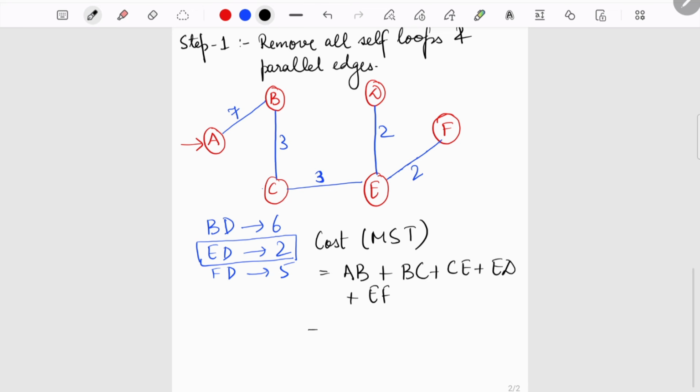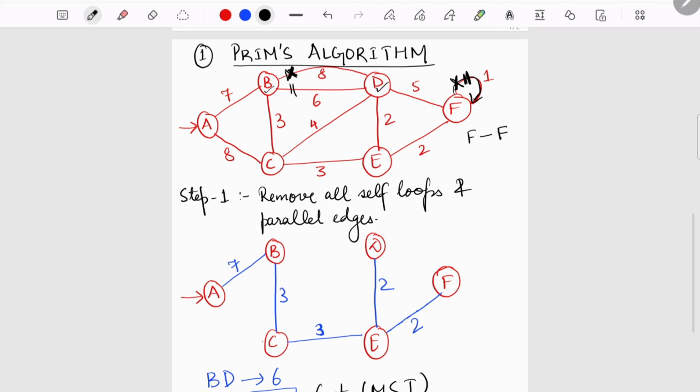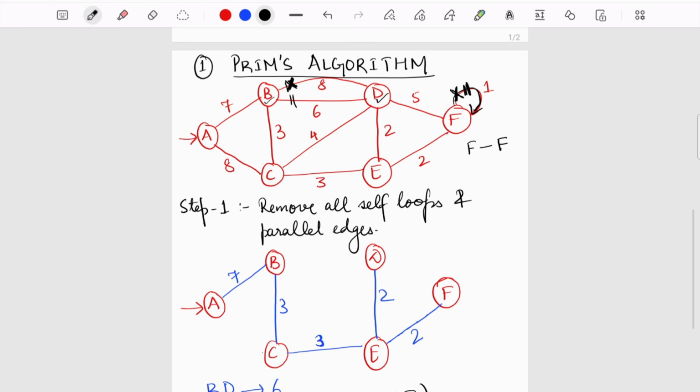Okay. So what is the cost of AB? It is 7 plus BC is 3 plus CE is 3 plus ED is 2 and EF is also 2. So 10 plus 3 is 13, plus 2 is 15, plus 2 is 17. So 17 is the cost of the minimum spanning tree of the given graph using Prim's algorithm.